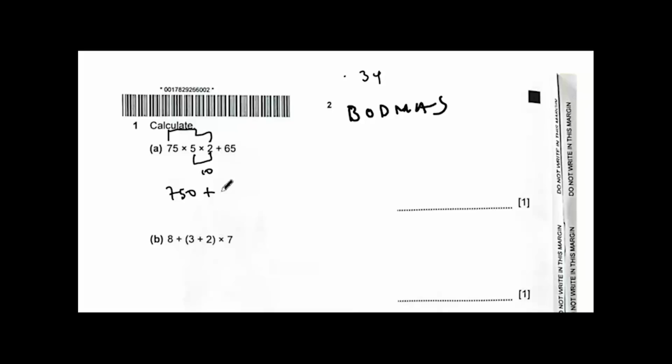Then we can easily add 65. 750, add 65 here. So 0 add 5, you have 5. 5 add 6, you have 11. You write 1, you keep 1 here. That makes 8. 1 add 7, 8. So your answer will be 815.